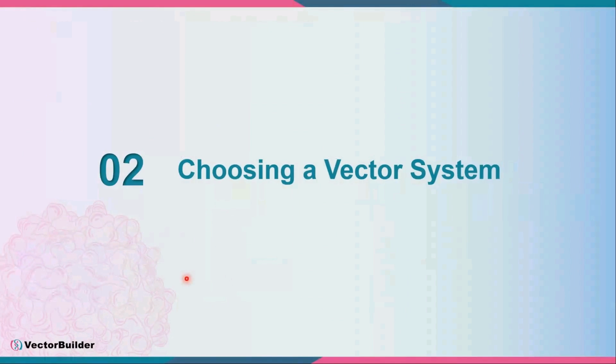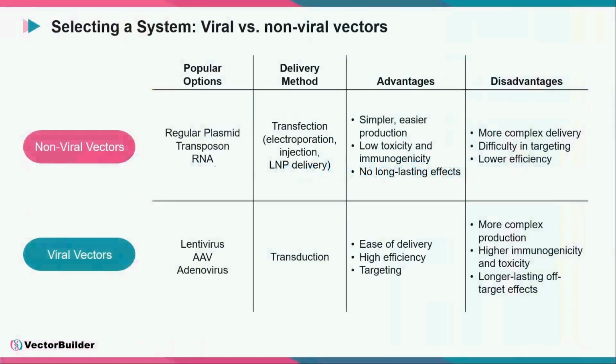So after we consider these viral and non-viral options, we still have a number of decisions within those systems. So let's take a minute to discuss how we can choose not only between viral and non-viral systems, but also within those options to get the right system for our model, for our application, and for our research question.